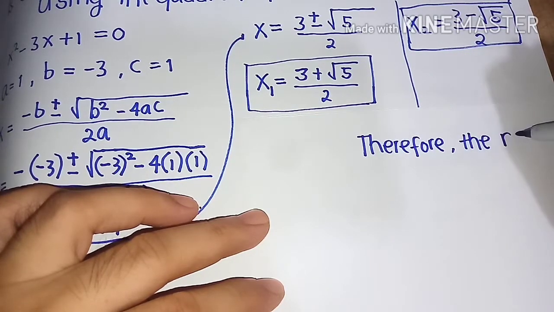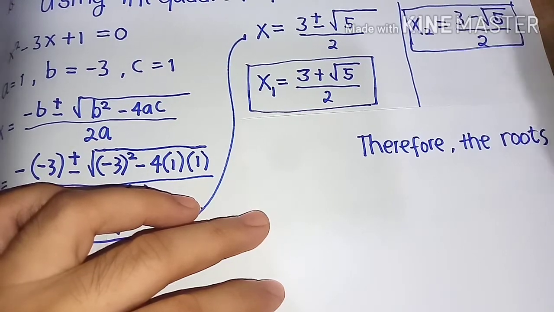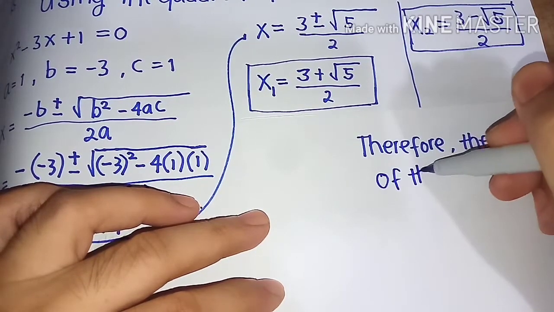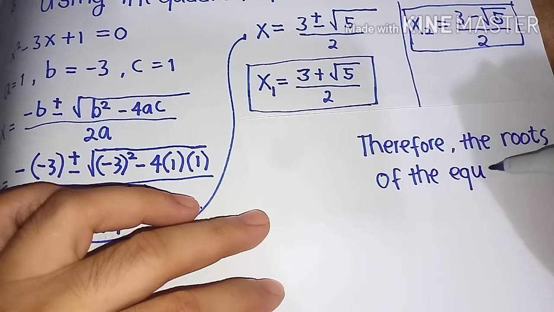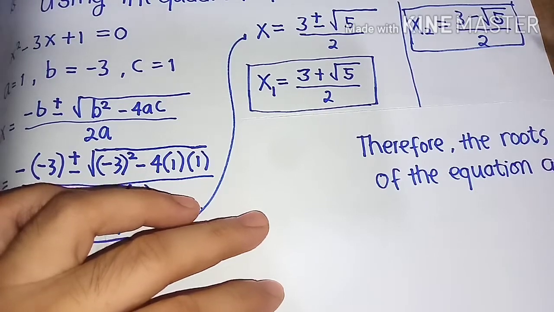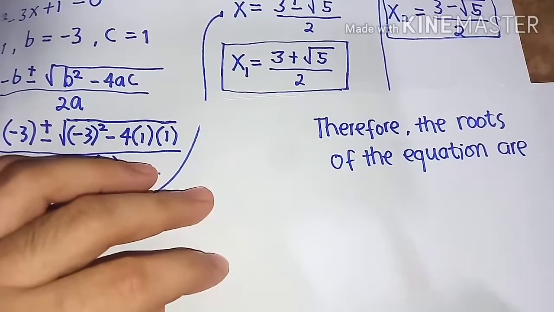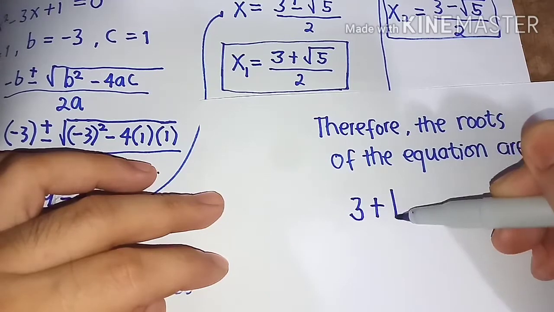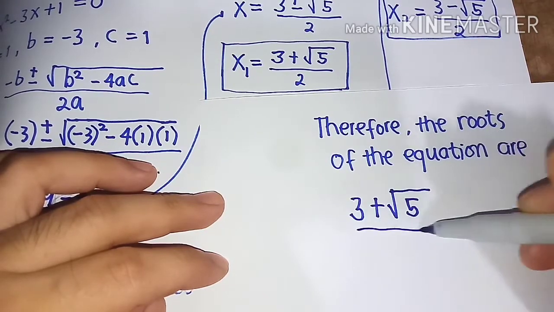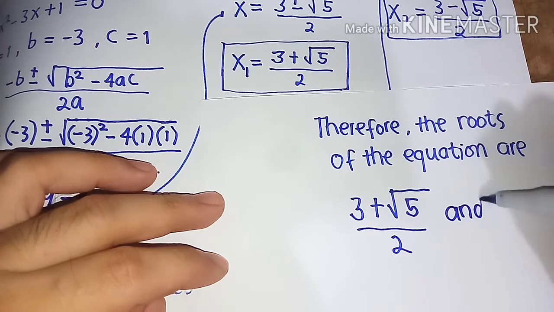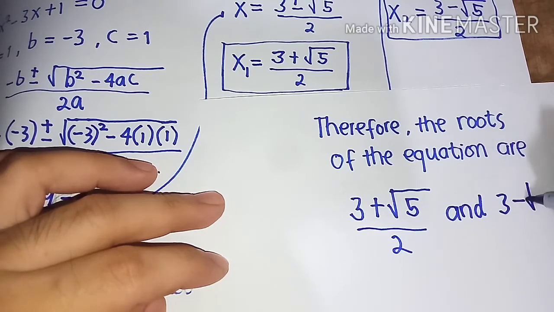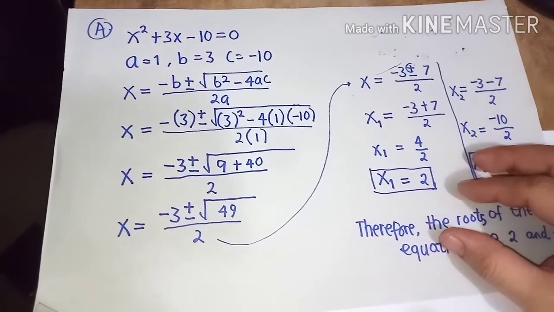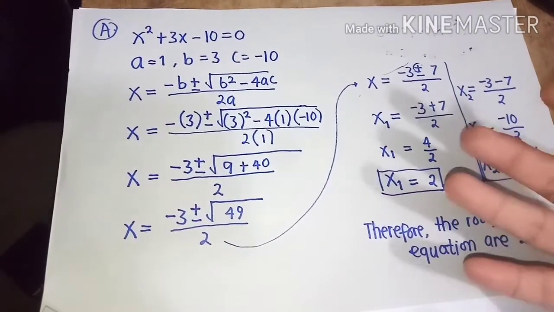Therefore, the roots of the equation are 3 plus the square root of 5 divided by 2 and 3 minus the square root of 5 divided by 2. Alright, so these are the final answers for our example letter A.